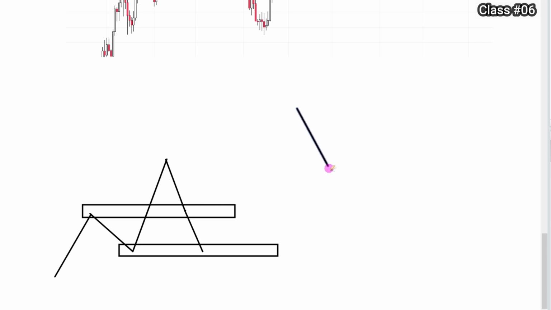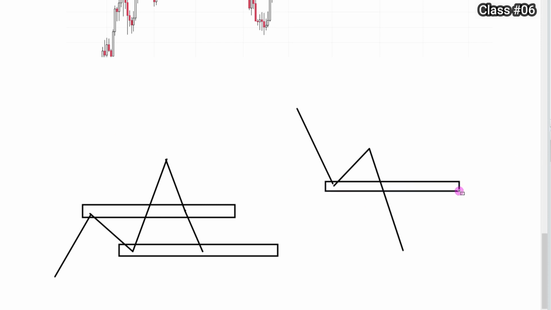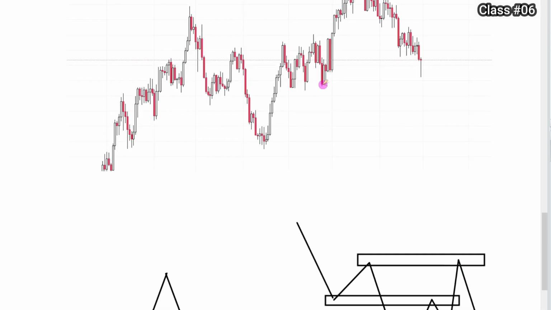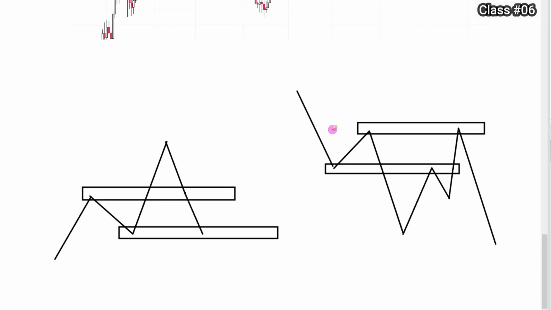Similarly, in a downtrend, let's suppose this is a lower low point, this is a lower high, and this is the next lower low. So our first support zone is at this break and retest zone, and our next support zone is at this double top. So these two zones we'll use in our strategy. Okay, so how can we draw the zone?